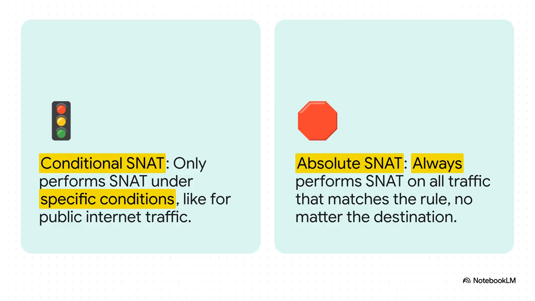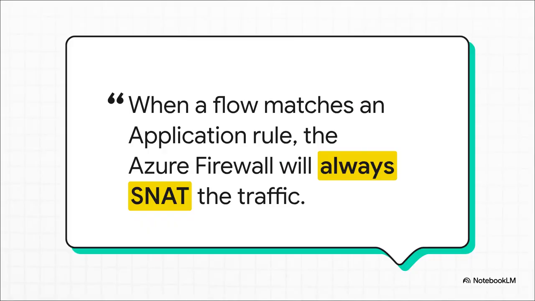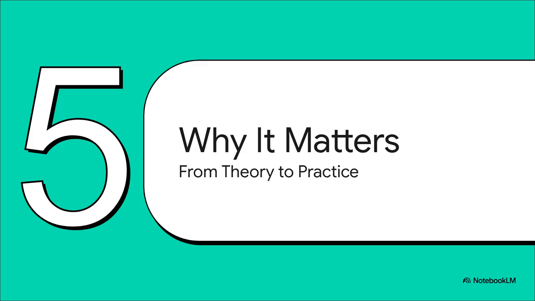But application rules, they're different. They perform absolute SNAT. If traffic matches an application rule, it will be snatted, period. It doesn't matter if it's going to the internet or to the server right next door, it gets snatted. And hey, don't just take my word for it. This is straight from the Microsoft tech community. They state it explicitly. Even if you try to tell the firewall, hey, don't SNAT traffic going to my private networks, if that traffic hits an application rule, that instruction gets ignored. The application rule always wins. This is probably the single most important behavior to understand when you're trying to figure out why your outbound traffic isn't working as expected.